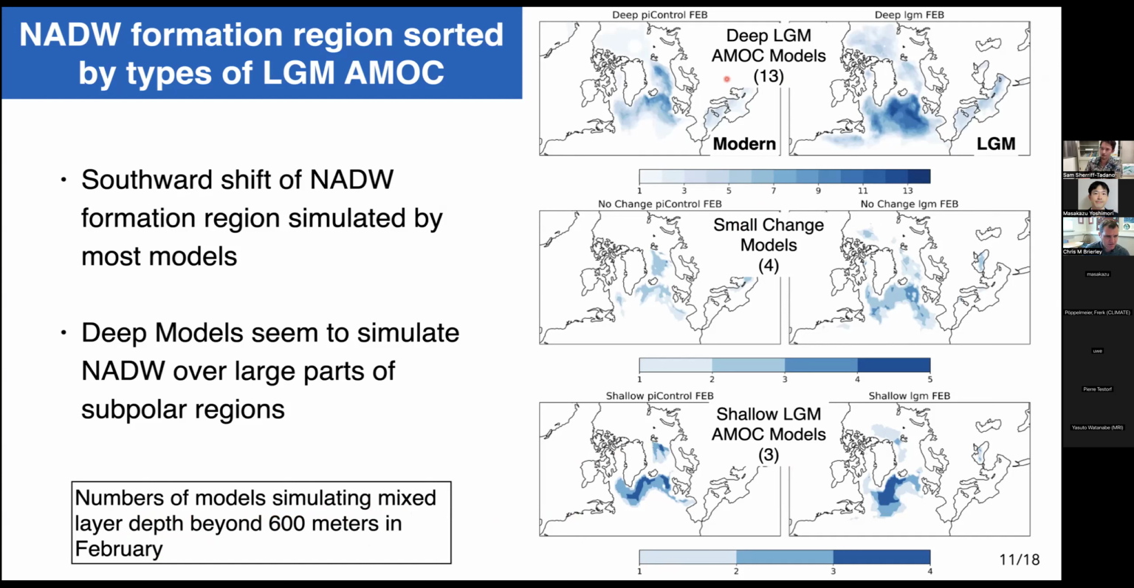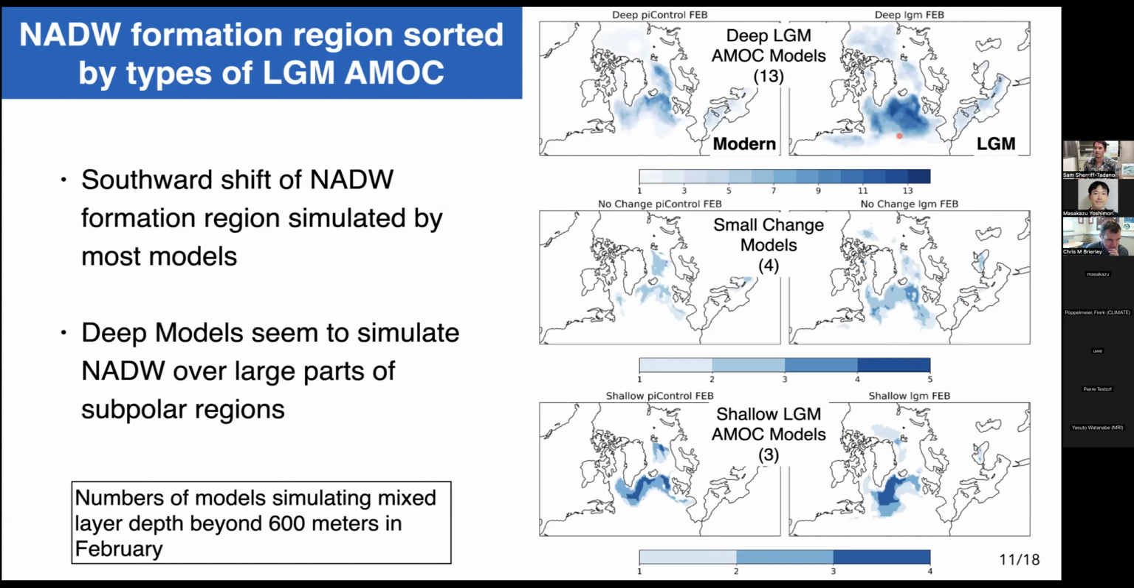So one thing we first found is that regardless of the simulated LGM AMOC type, most models simulate a cessation or weakening of the NADW formation in the Nordic Seas, which are simulated in the pre-industrial climate. But these are not seen for their LGM simulations. This means that just reducing the deep water formation in the Nordic Seas is not enough to simulate the shoaling of the LGM AMOC. However, we also see some differences between the deep models and the shallow models in terms of NADW formation at the LGM.